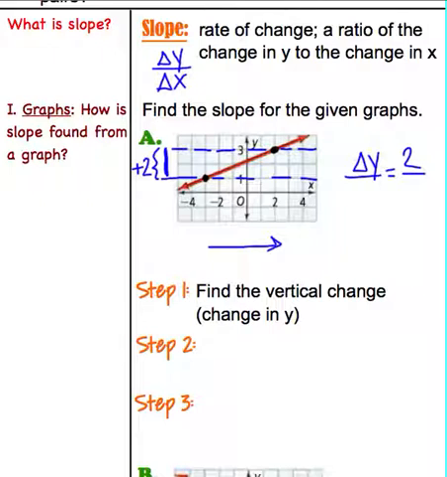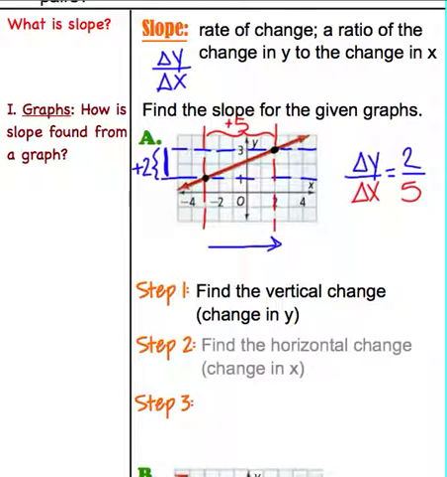So then I'm going to take a look at my horizontal change, and I see that I'm going from left to right, from here to here. And I see that this change here, I just count the boxes, 1, 2, 3, 4, 5. So I'm going positive 5. So my delta x, or my change in x, is positive 5. So therefore, when we create this delta y over delta x, we have 2/5, and 2/5 is my slope.